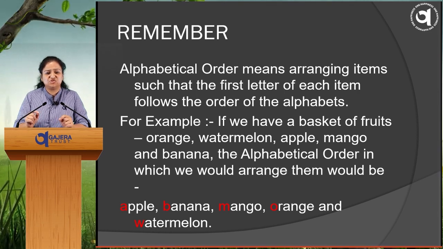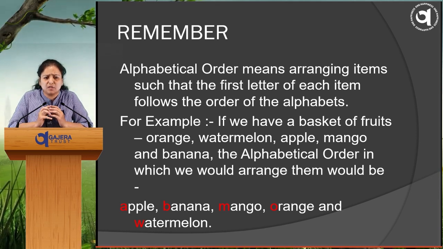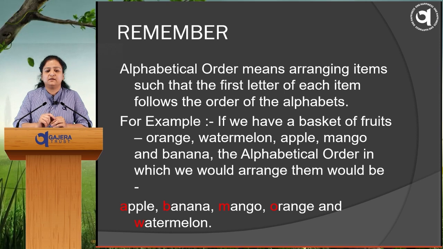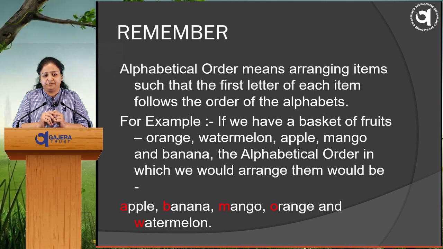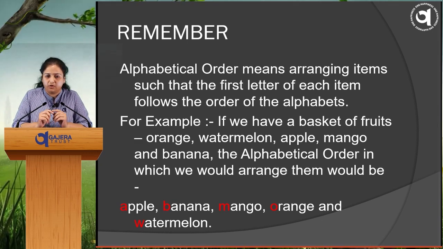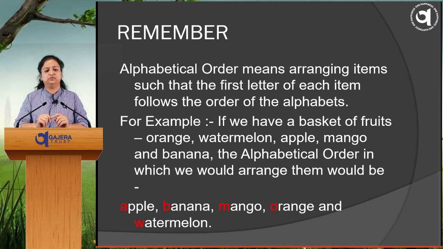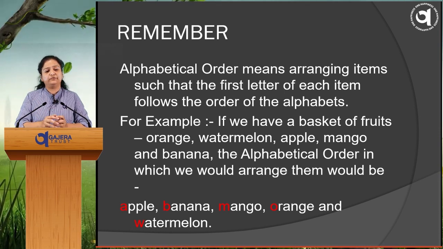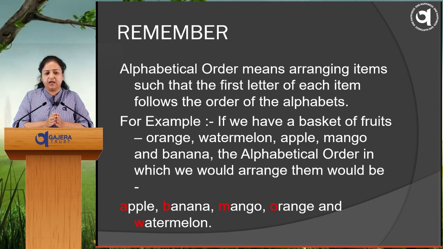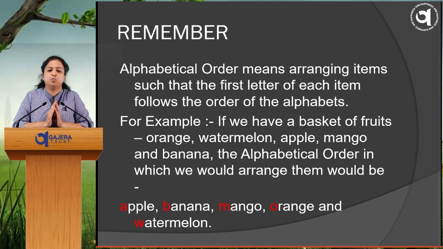Then, in our words, we don't have any name that starts with C, D, E, F, G, H, I, J, K, L. So obviously we skip these letters and the next is M. So that's mango. After M, N is there, but we have no N word here. So we take O, orange. And lastly we have watermelon. So this is the whole arrangement of our fruit basket: apple, banana, mango, orange, and last is watermelon.